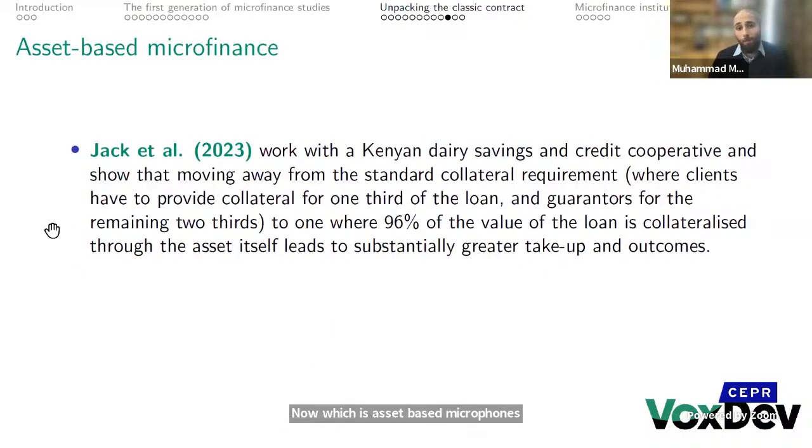So we have this paper by Jack, Suri, Kramer and Delat in Kenya, where they work with a cooperative. In the standard loan product that they work with, borrowers usually have to provide a third of the value of the loan as collateral and two thirds via guarantors. Now, they implement an innovation or a different contract where the asset itself can be used as collateral for 96% of the value of the loan. And when they offer this new contract, they find significantly greater take up from borrowers and much improved outcomes.